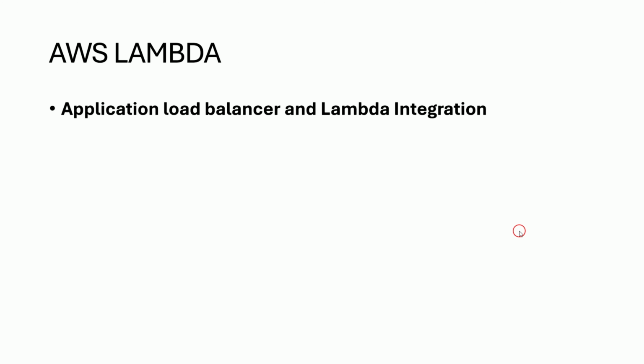Now we will have a look at AWS Lambda integrated with load balancer. So we have application load balancer and AWS Lambda integration. So why am I going to tell this, right? Earlier we have seen the synchronous invocation of Lambda with console and CLI, but we can synchronously invoke Lambda by using application load balancer also, by integrating Lambda and application load balancer. So how to do that?